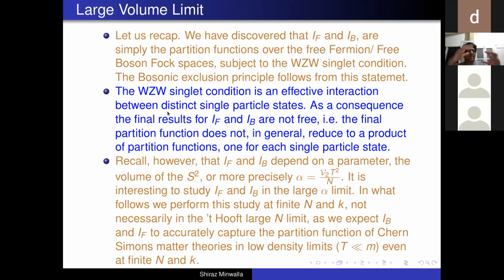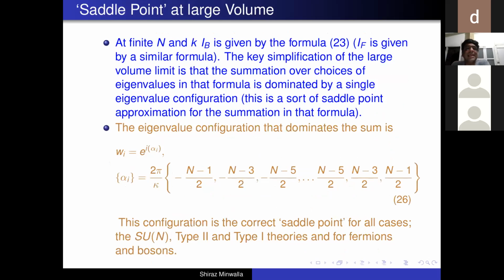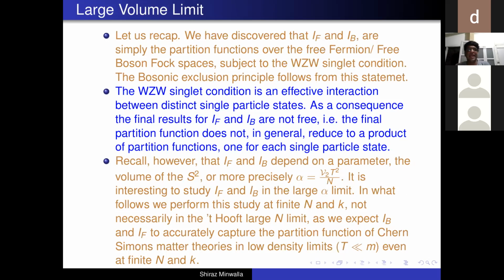I told you about the structure of this partition function for every value of the volume of this S2. The volume of the S2 is large, of order n, but there's a parameter for how large in units of n it is. For every value of that parameter, I've told you what happens to this partition function. However, it's particularly interesting to see what happens in the limit where this parameter goes to infinity.